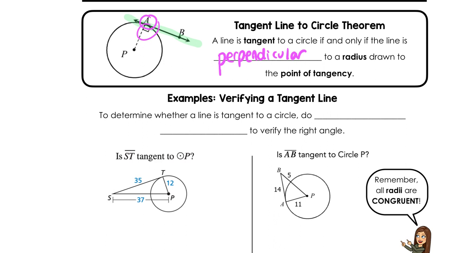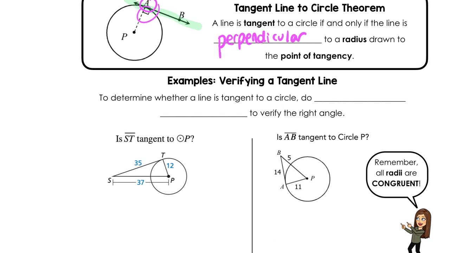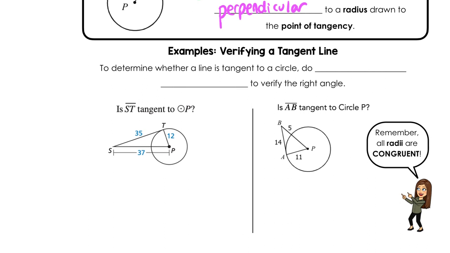So what we're going to do here is use this theorem to see if the line is tangent. In order to see if it's tangent, we need to see if that's a right angle. To see if it's a right angle, we can use the Pythagorean theorem. If it makes the Pythagorean theorem true, then it's a right angle. So to determine whether a line is tangent to a circle, do the Pythagorean theorem to verify the right angle.